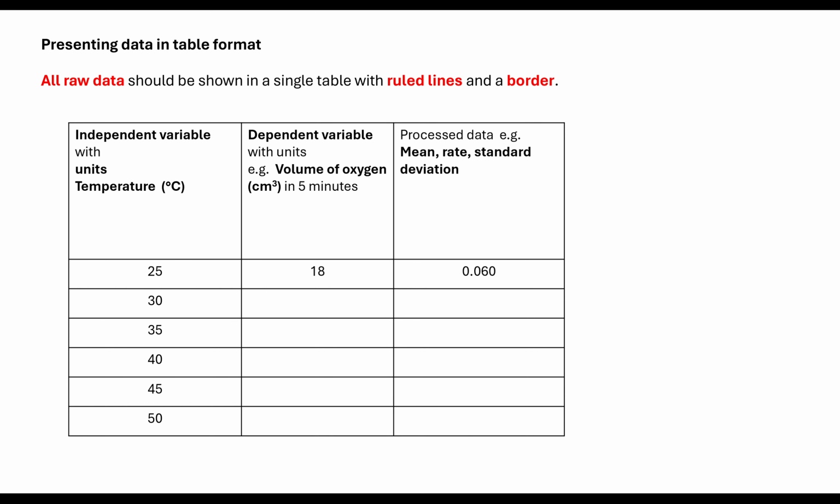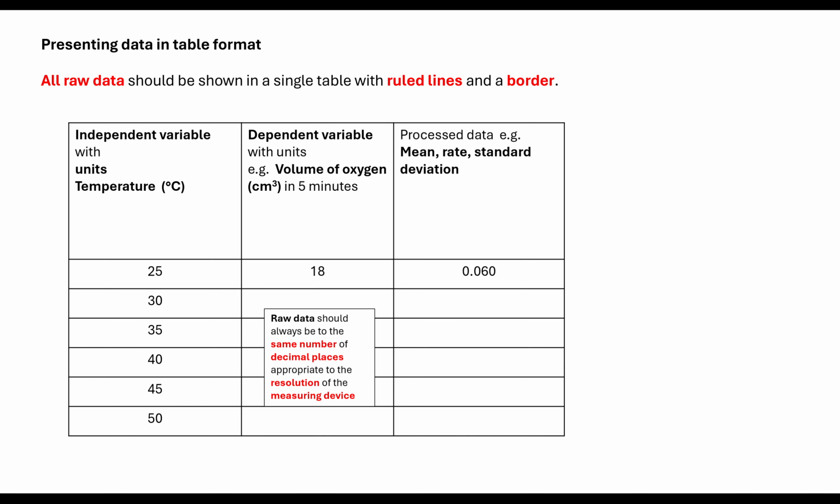So it's important that you note temperature with units, volume of oxygen with units in 5 minutes. I've given some extra bits of information. And then my process data is at my mean, my rate, my standard deviation. So the raw data should always be to the same number of decimal places, and that is appropriate to the resolution of the measuring device.